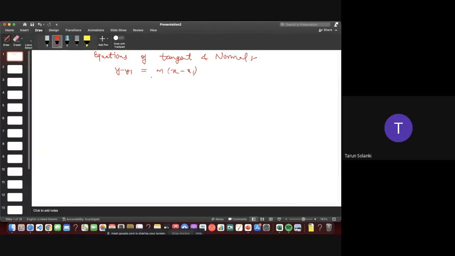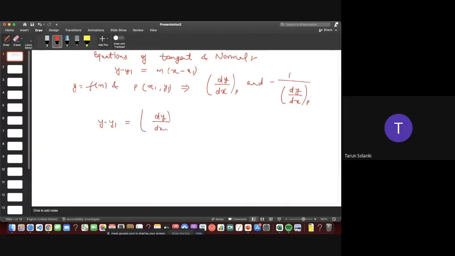The slopes of the tangent and normal to the curve y is equal to f(x) at the point P(x1, y1) are dy by dx at P and minus 1 upon dy by dx at P, right? So therefore the equation of the tangent at P to the curve is y minus y1 is equal to dy by dx times x minus x1. So this we can take as equation one.